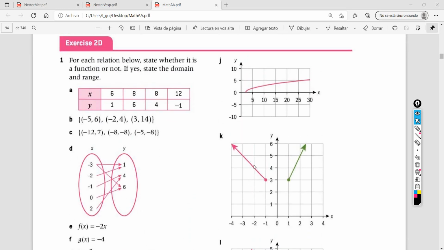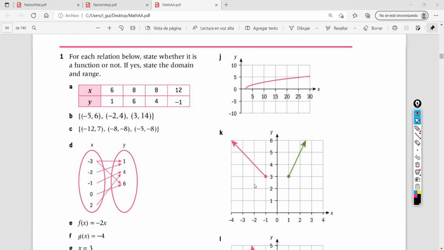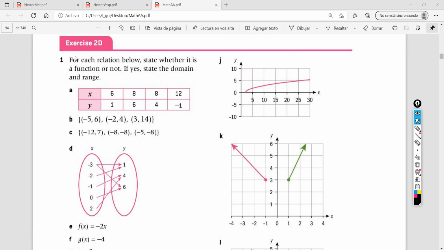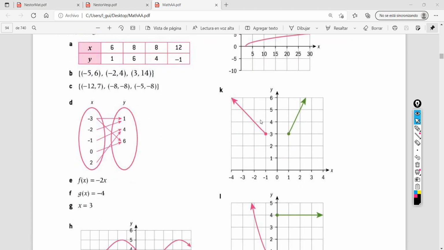So let me address this K and L exercise problem. What are we trying to do here in problem number one? They're giving you relations, whether as tables, mappings, graphs, sets of ordered pairs, etc. And you need to state whether they represent a function or not. And if they are a function, you need to state the domain and range. So what is the difficulty with this type of function?